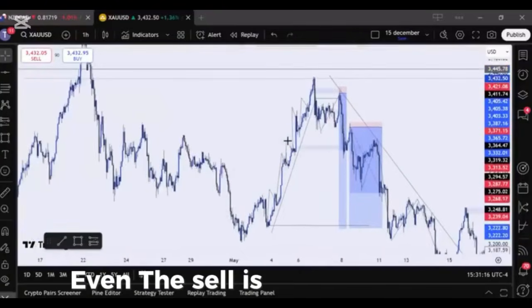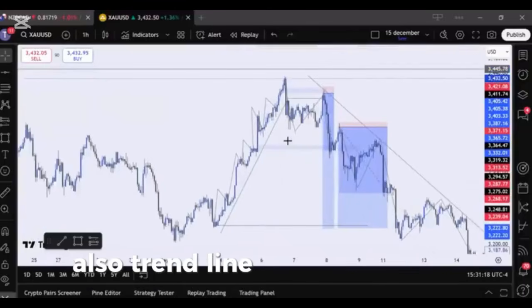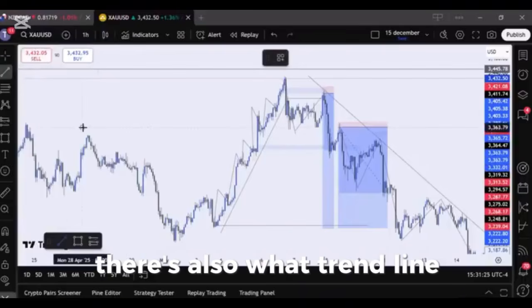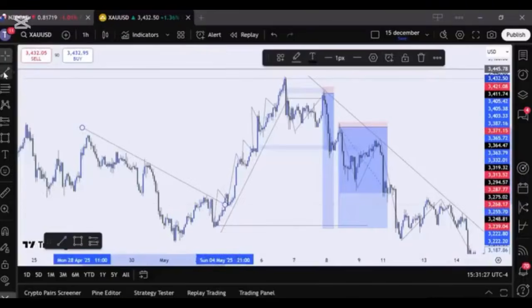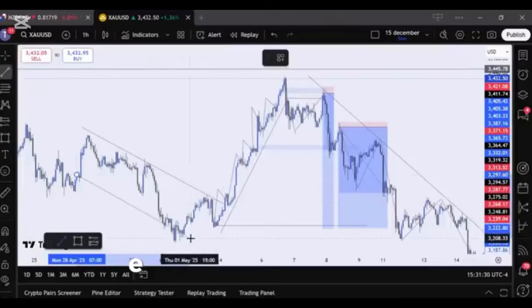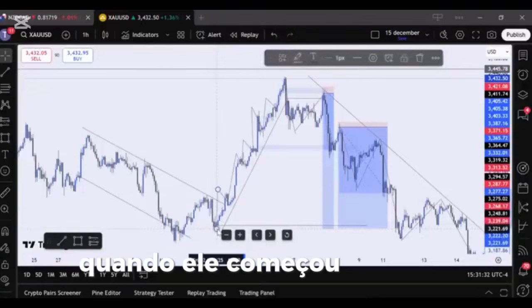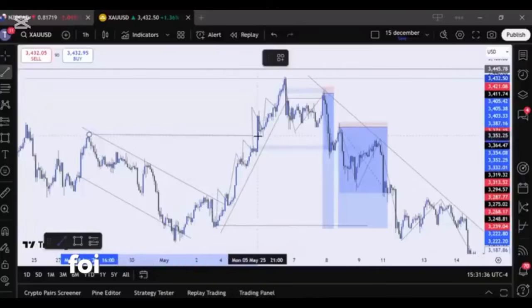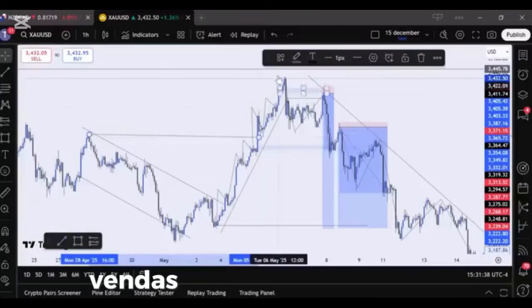Even the sell, this is for the sell also, trend line liquidity for this downside here. In fact, when market started buying to the upside here, there's also trend line liquidity here. And what the market did eventually when it started reversing, it reversed until that trend line liquidity here got taken out. It was only after market did this that sells now started happening.